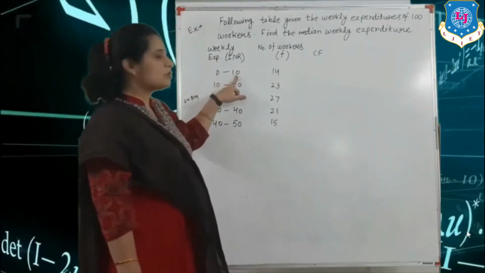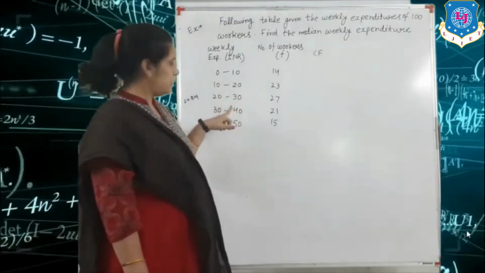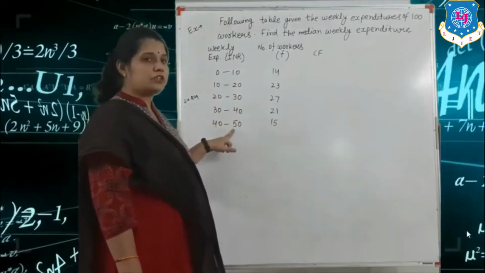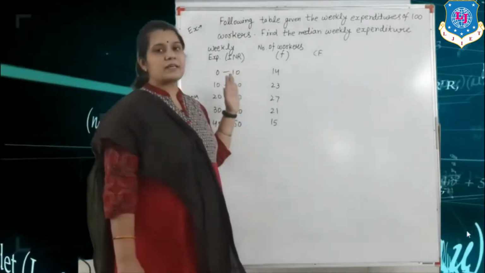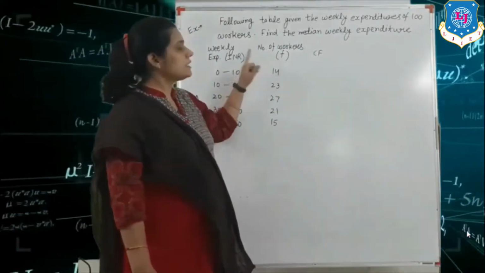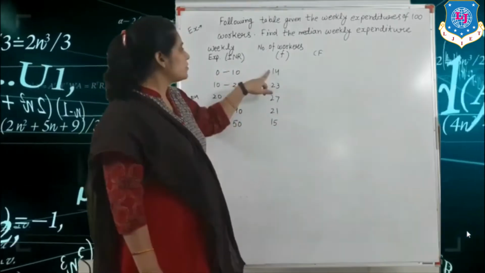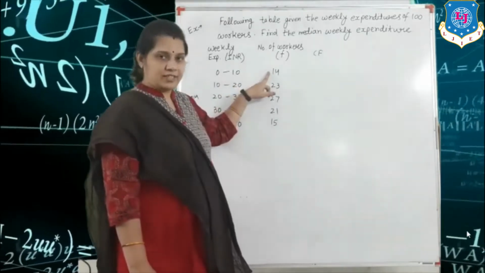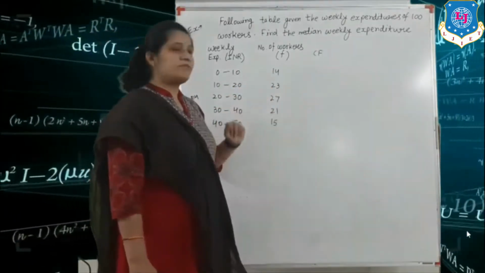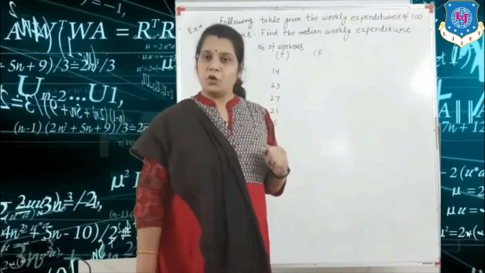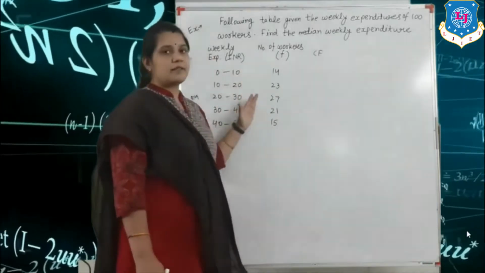So here 0 to 10, 10 to 20, 20 to 30, 30 to 40 and 40 to 50. This is your class interval. And according to this class interval, we are given the number of workers, that is the frequency. Here the frequency is 14, 23, 27, 21 and 15. So according to this class interval, we are given the frequency.